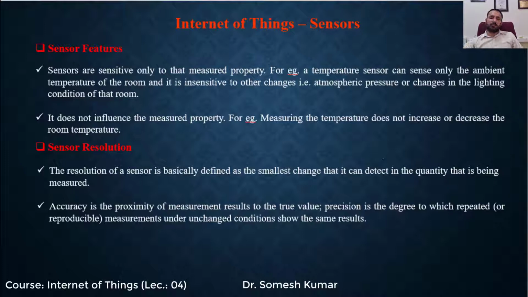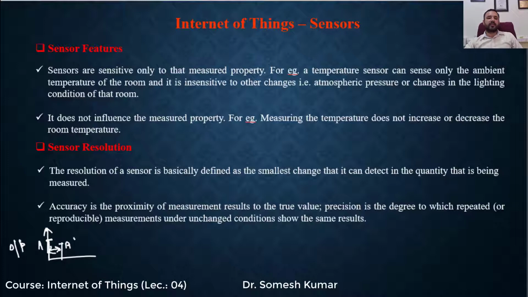Second one is the accuracy. For example, this is our output and this is our actual value. This A is our actual value, and our sensor measures this A bar. How close this A bar, the measured quantity, is to A, the actual quantity, is called the accuracy.